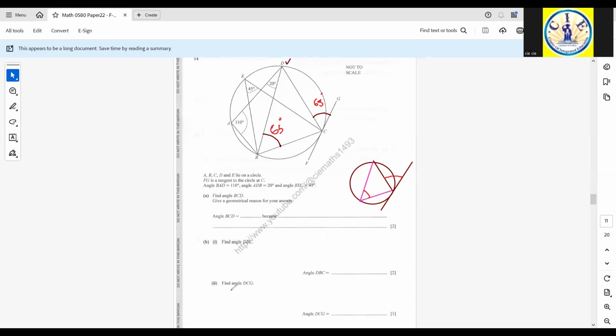So angle DCG is equal to angle DBC, angles in alternate segments. So that is equal to 65 degrees. So the answer is 65 degrees.